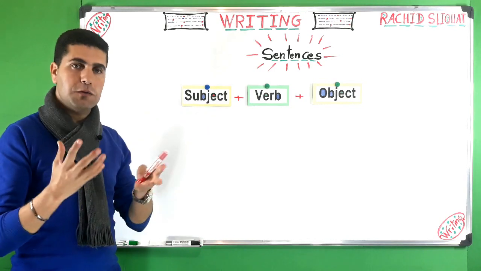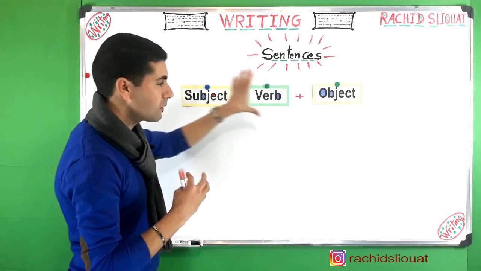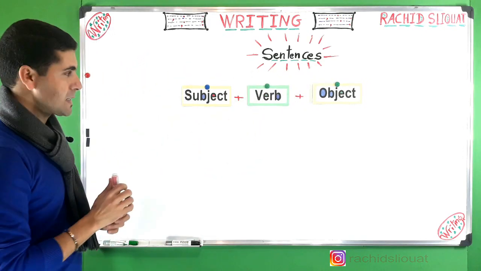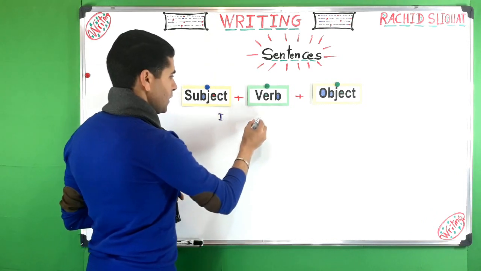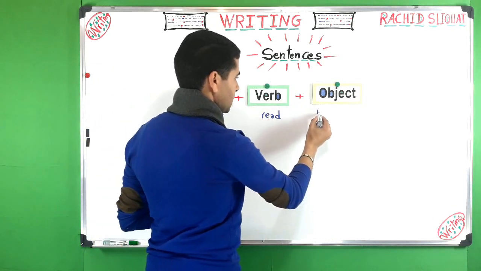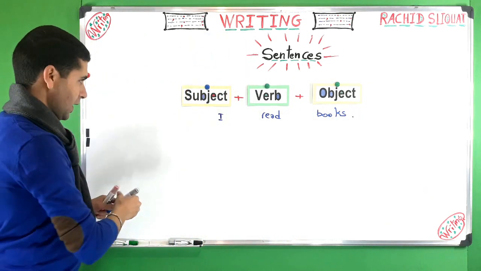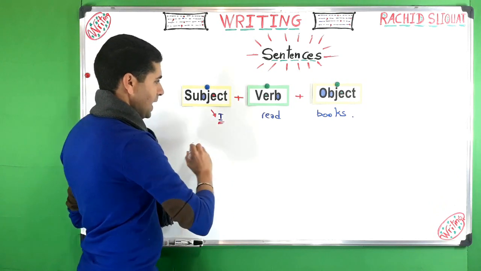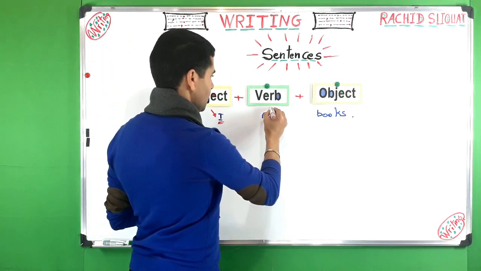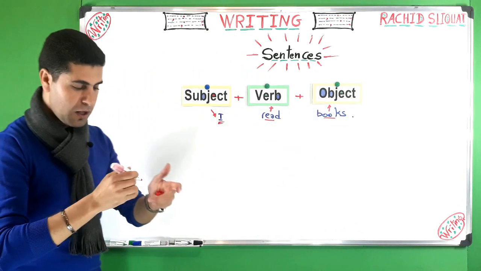So in this episode we are going to see how to write sentences using this pattern: subject, verb and object. For example, here we can say I read books. This is a sentence. So I is the subject, read is the verb, and books is the object.